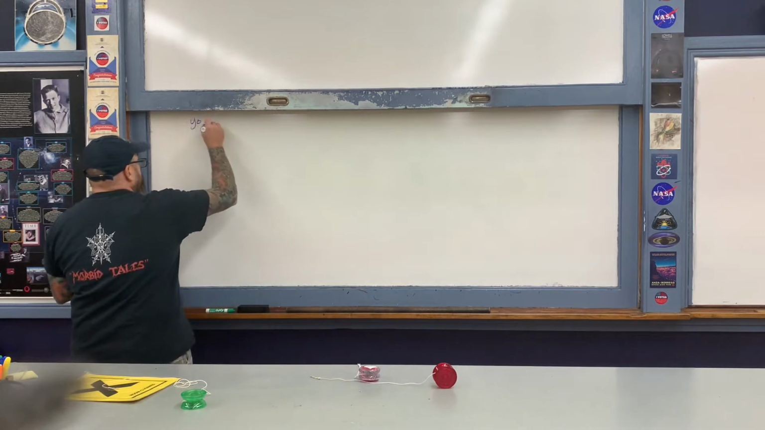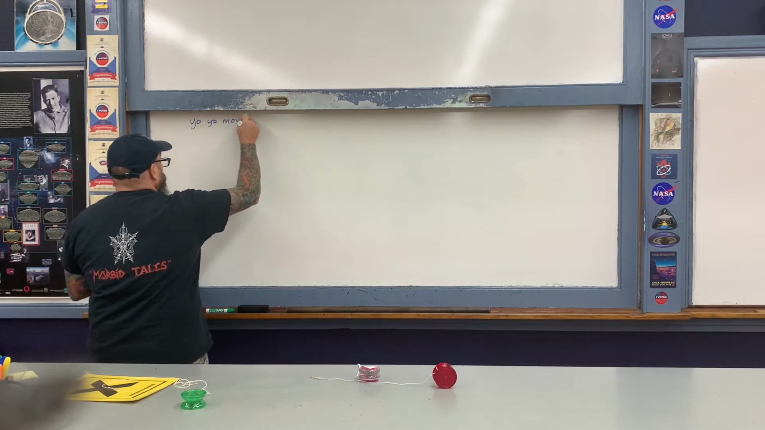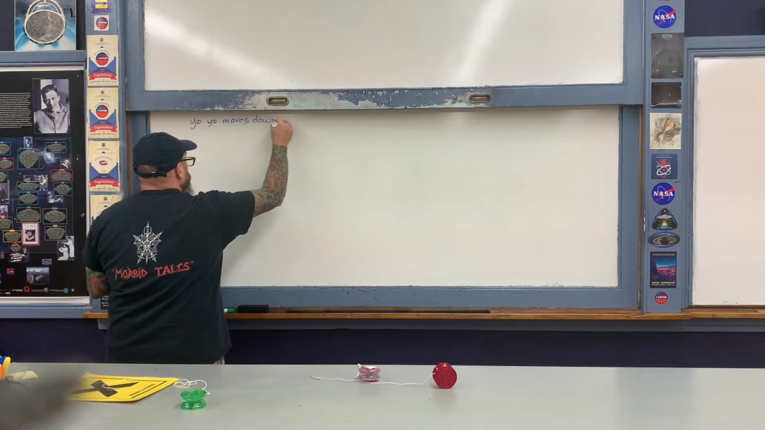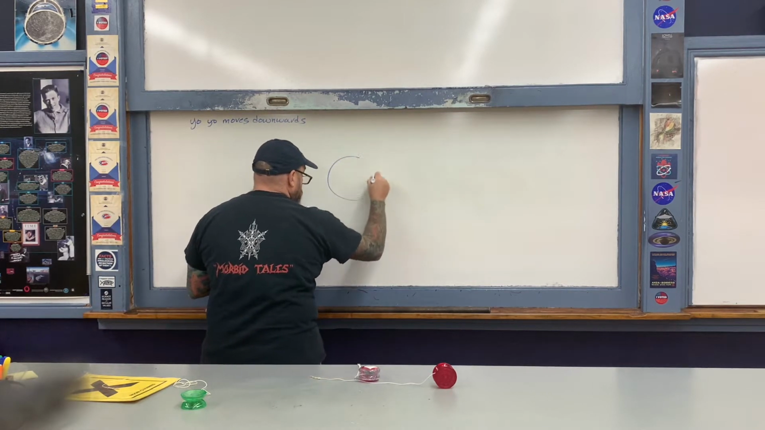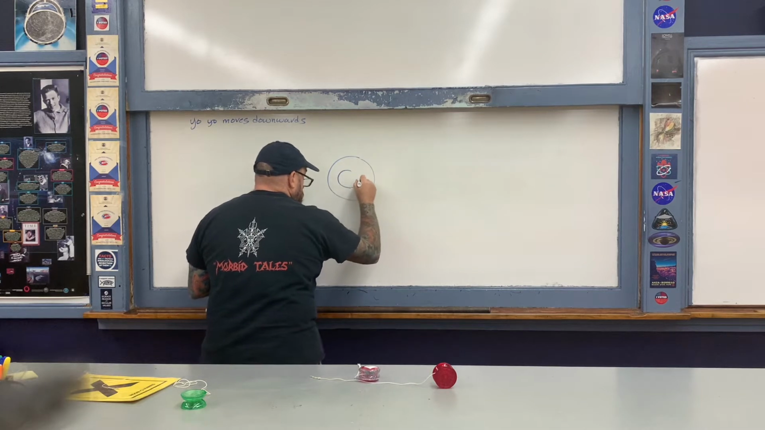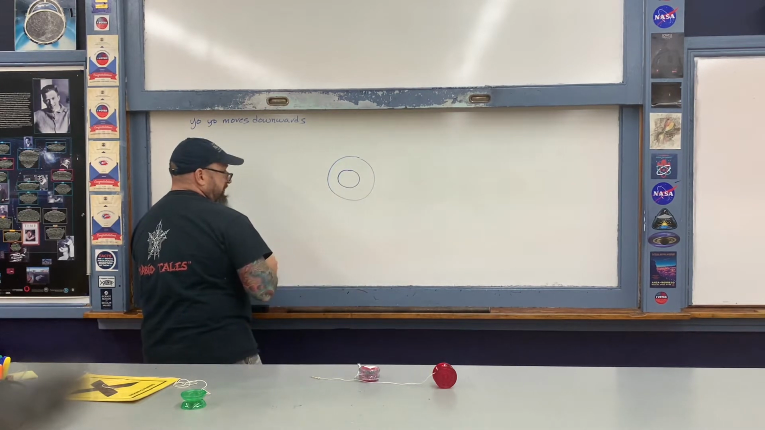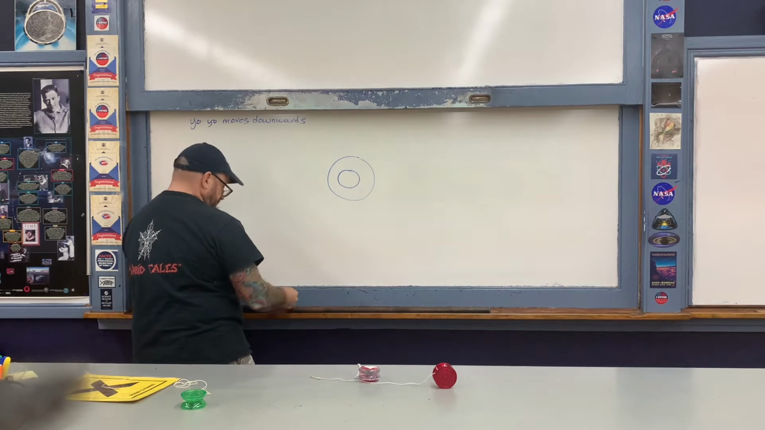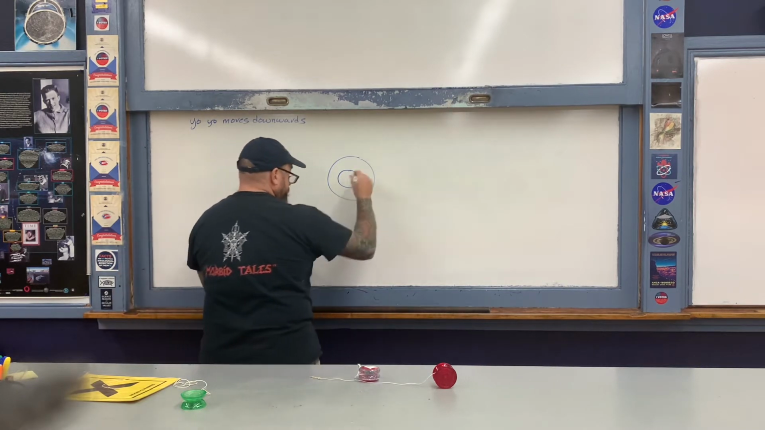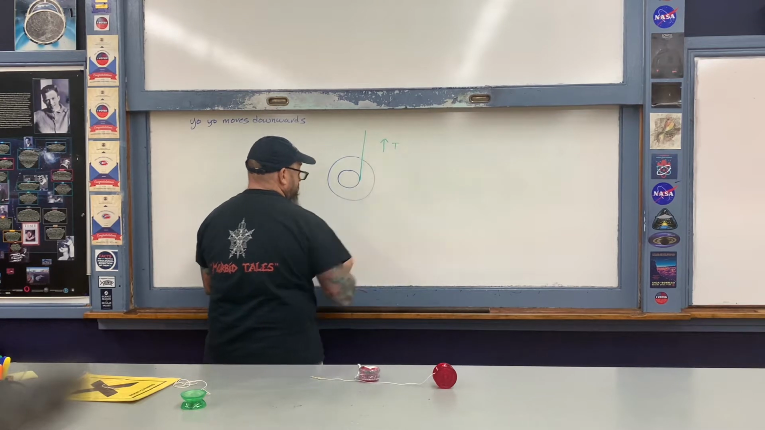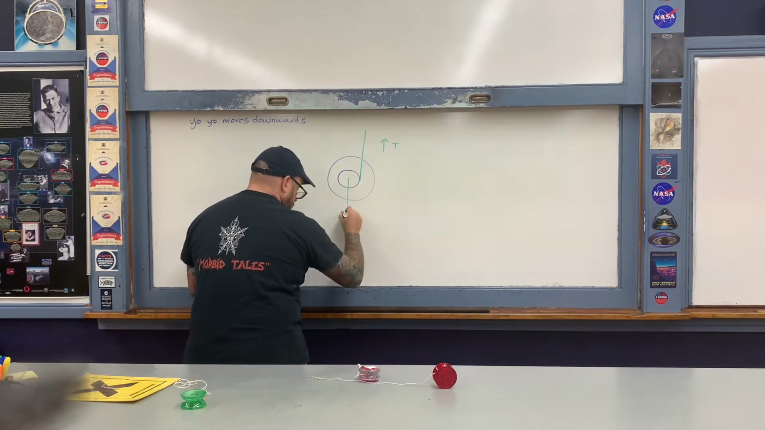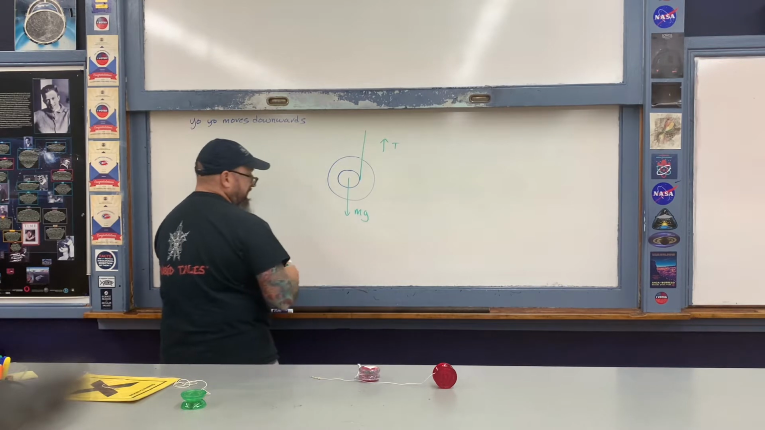So the yo-yo moves downwards. I'll just go ahead and draw the yo-yo like so. And right here usually is where the axle is associated with the yo-yo, and then you have the string, for example, like this. Initially there's going to be a tension vector like so associated with the string. Right here is gravity, force of gravity is downwards.